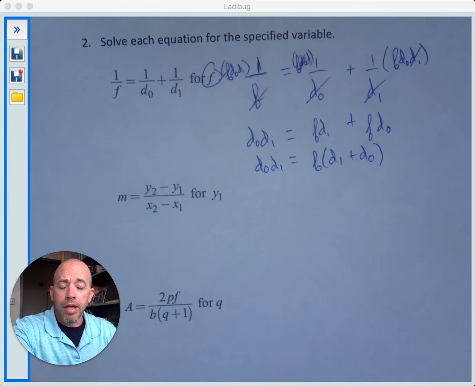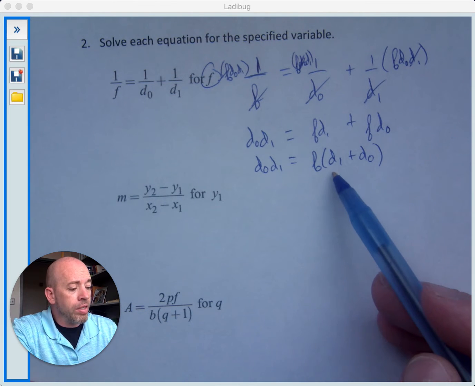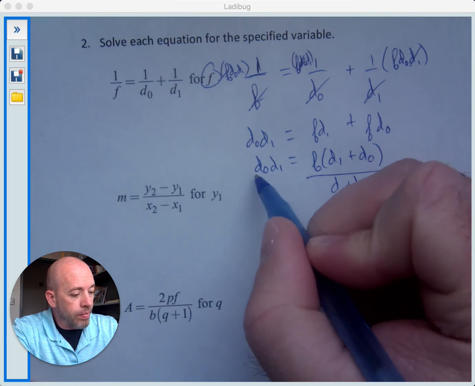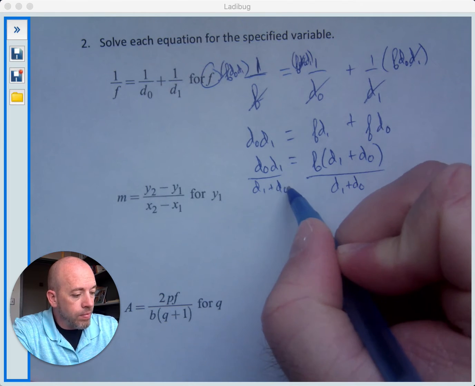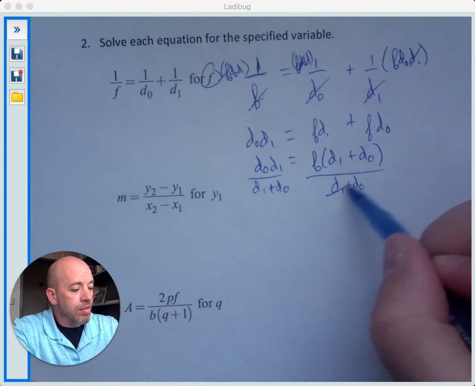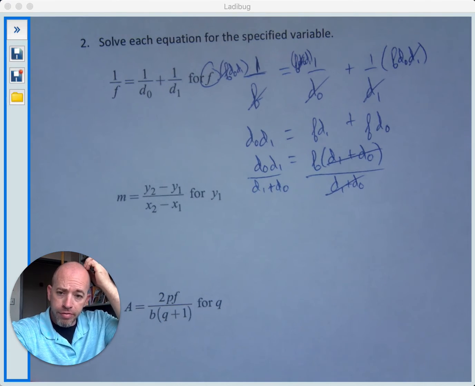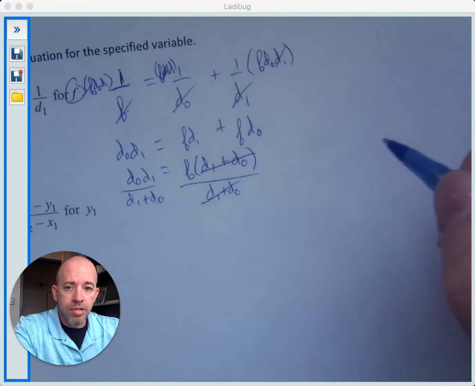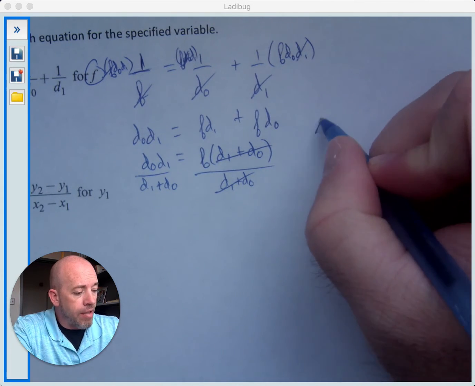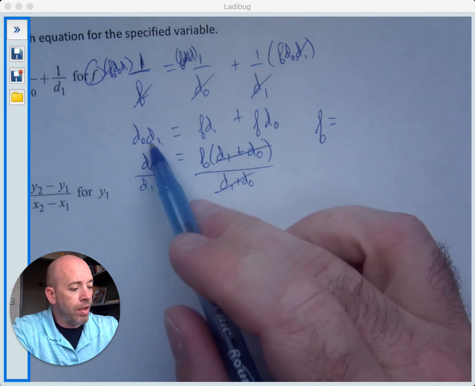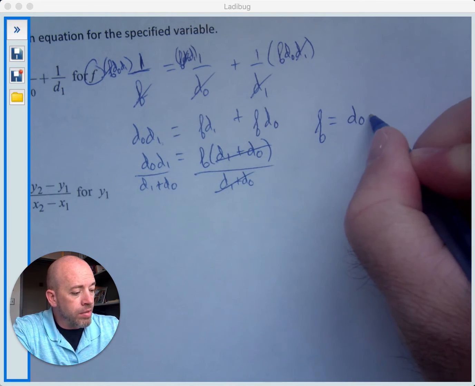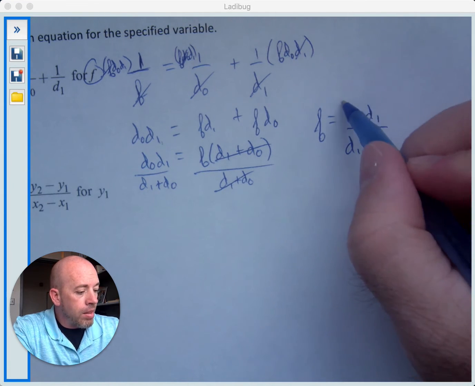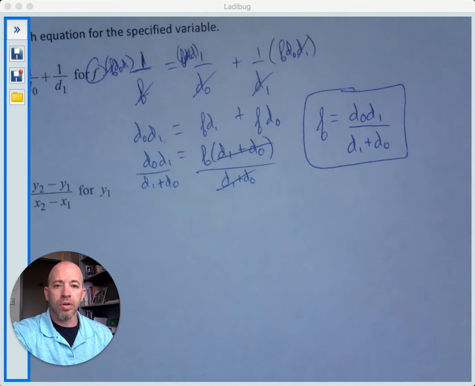So we want to get f by itself. Now we just divide both sides by d sub 1 plus d sub 0. So that goes away, and now we have f by itself. Success, right? And so I'm going to rewrite this just to present my answer nicely. f is equal to d sub 0 d sub 1 over d sub 1 plus d sub 0. And that would be solved for f.